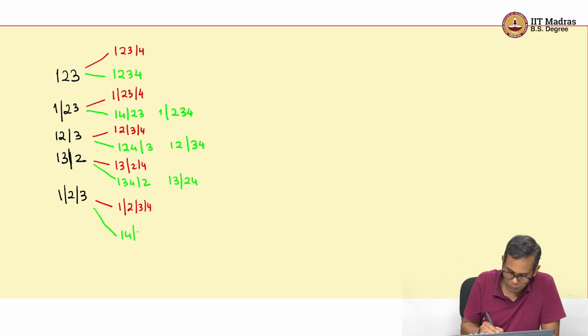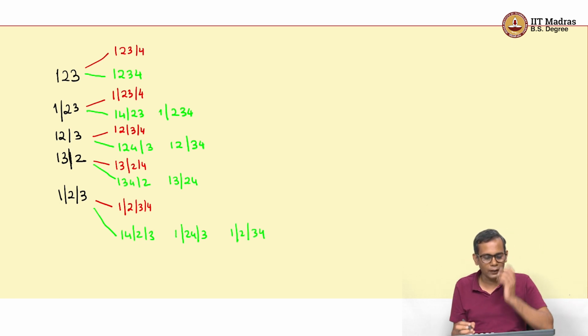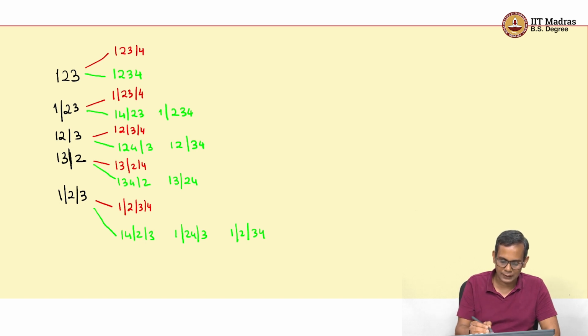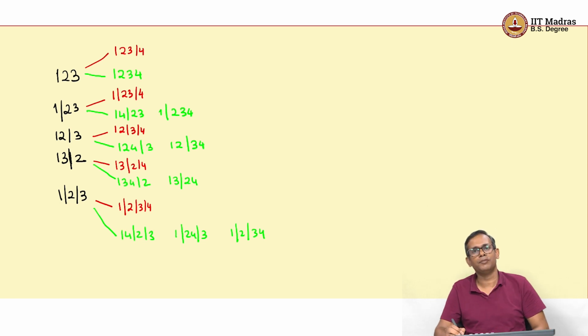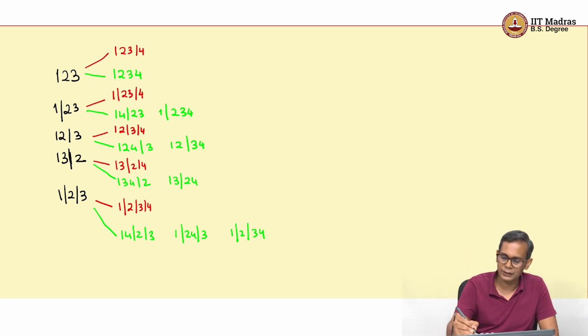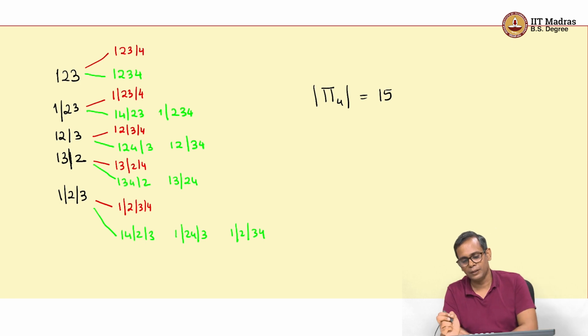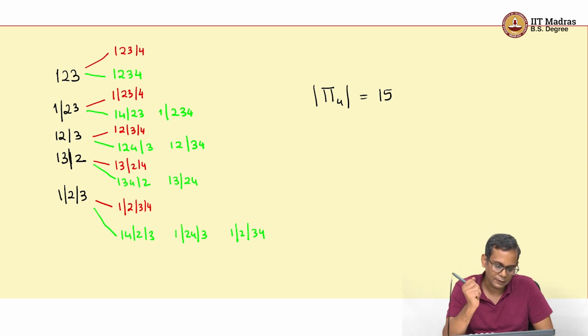I add 4 to the first block, I add 4 to the second block, or I add 4 to the third block. And so, totally I got 1, 2, 3, 4, 5, 6, 7, 8, 9, 10, 11, 12, 13, 14, 15. I've got 15 partitions of 4. And you can check for yourself that these are all indeed distinct set partitions, and I have listed all of them.